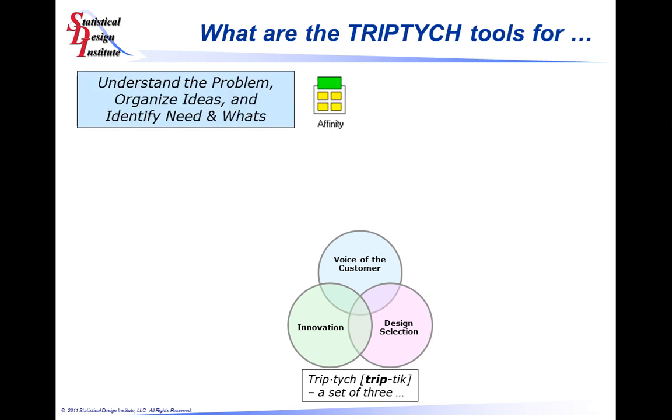We use this tool set to augment the product development process to help you in understanding what the problem is you're trying to solve, organize ideas and information you have regarding the problem you're trying to solve, and identify the primary needs that will be important to getting to the preferred solution. The tool that we have in the tool set to support this is the affinity diagram tool.